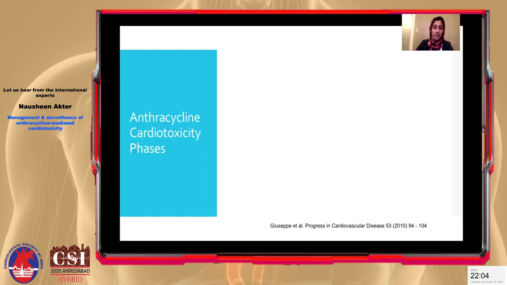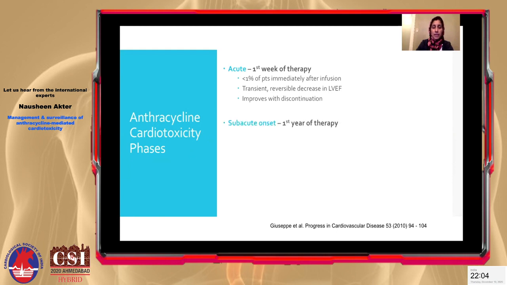Anthracycline cardiotoxicity is thought to have different phases. There's the acute phase, which happens immediately during infusion. This is very rare. It's a transient and usually reversible decrease in EF that improves with discontinuation of treatment. The subacute phase occurs within the first year post-treatment, and this is dose-related, usually irreversible, and can progress to clinical heart failure if not recognized.